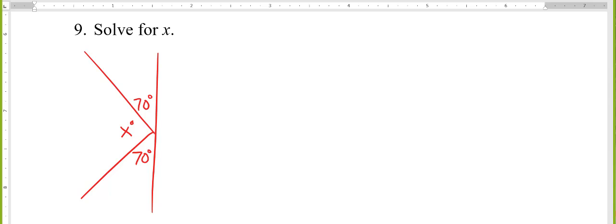All right, for number 9, we now have 3 angles, right? All 3 of those angles have to add up to what? This is a straight angle. So if we add all 3 of those angles together, 70 plus x plus 70, we should get, what's the measure of a straight angle? 180. Those 3 angles add up to 180.